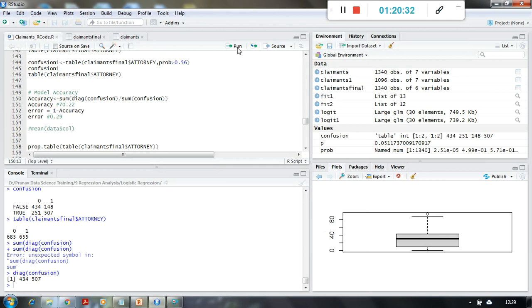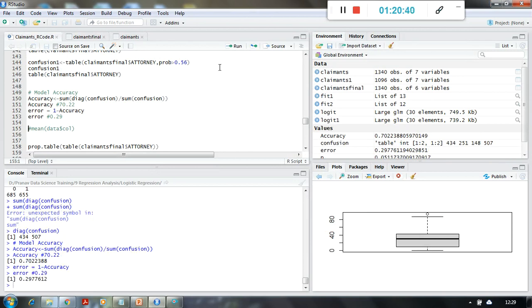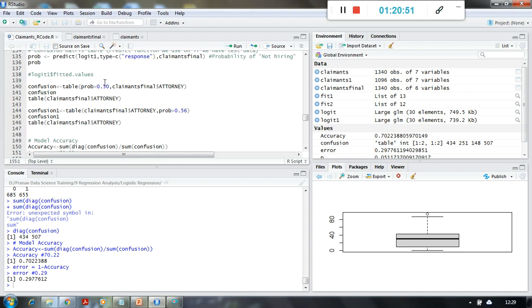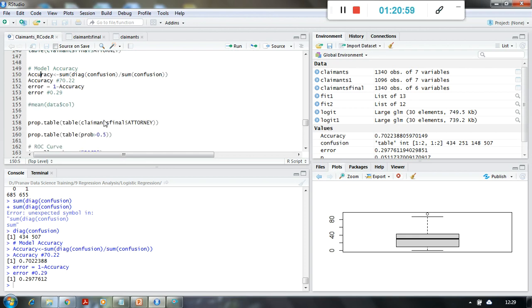So let us calculate the accuracy now. The accuracy of my model is 70.22%. So error is 1 minus accuracy, which is 29%. So my model currently, which I have built, is 70% accurate with this cutoff value, because this cutoff value I have used to get the confusion and used that confusion to calculate the accuracy, right?